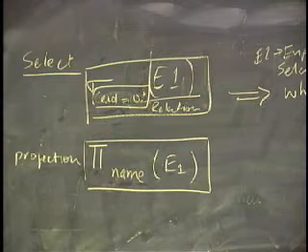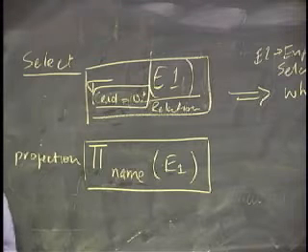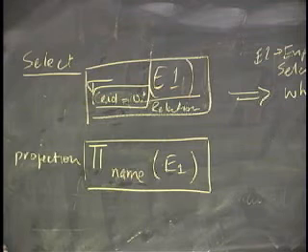So sigma returns a subset of rows and pi returns a subset of columns. Exactly. One is working on rows, one is working on columns. That is exactly the way to summarize it. You write them with one sentence? That is the next part.